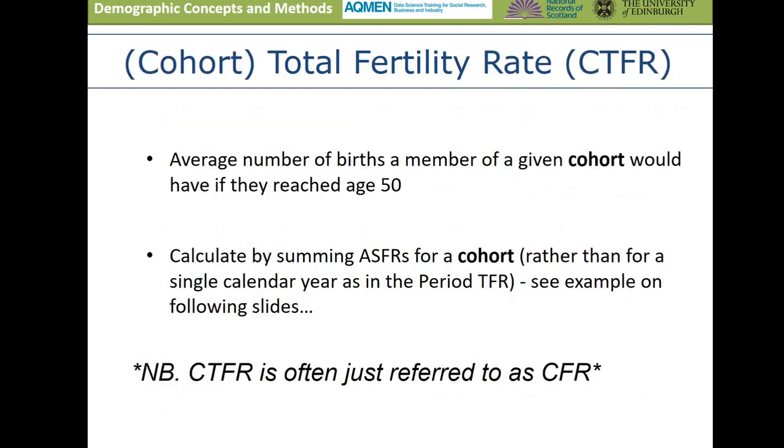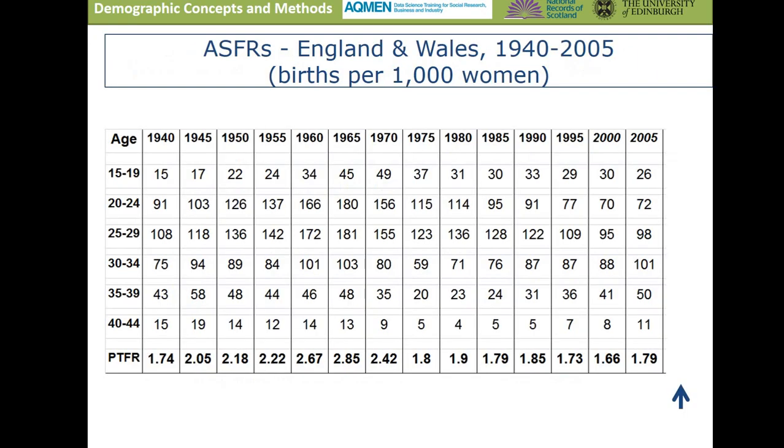But we can indeed calculate a cohort total fertility rate, which is the average number of births a member of a given cohort would have if they reach the age of 50, or by the time they reach that age. And this is calculated by summing age-specific fertility rates for a cohort. So rather than doing this for a single calendar year, we follow a cohort through their childbearing ages and sum the age-specific fertility rates as they move through those ages.